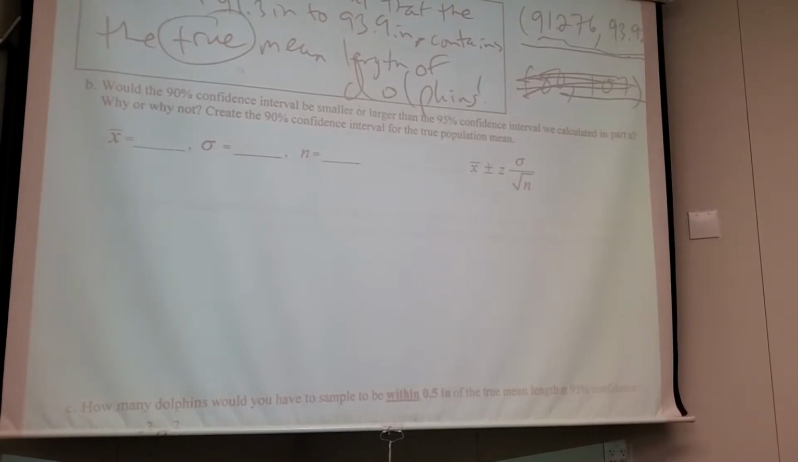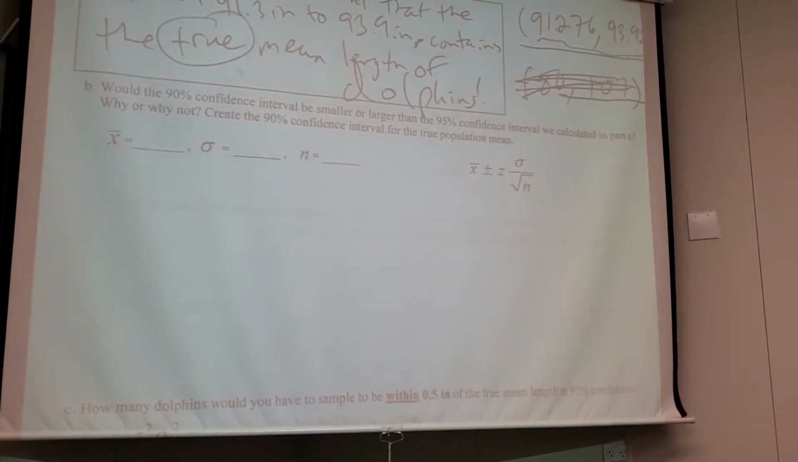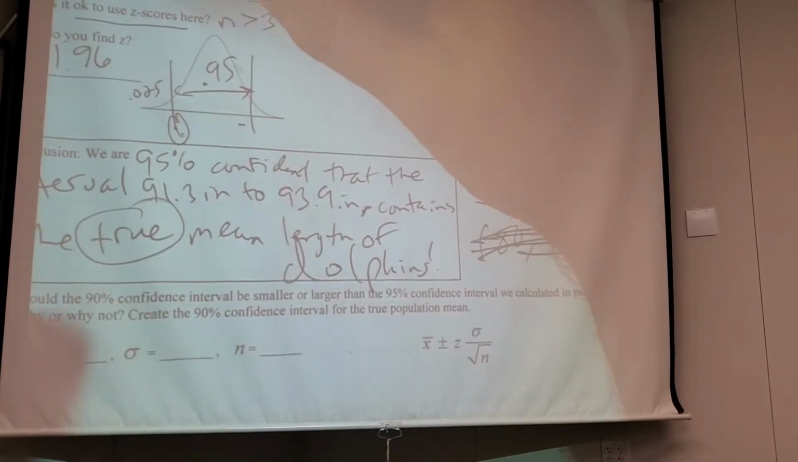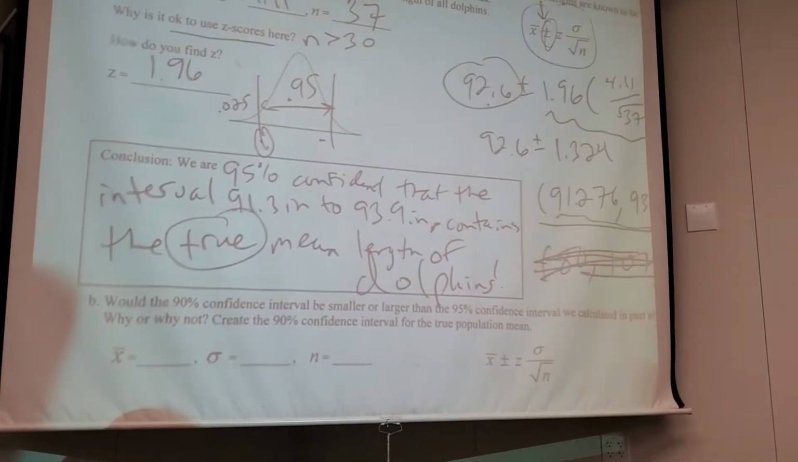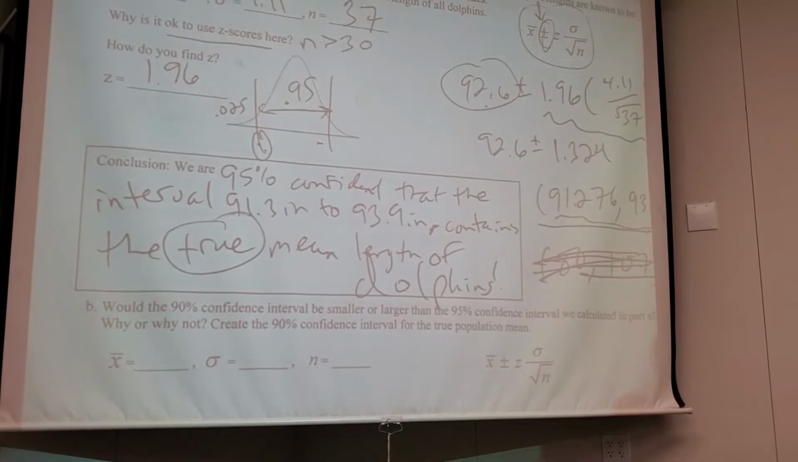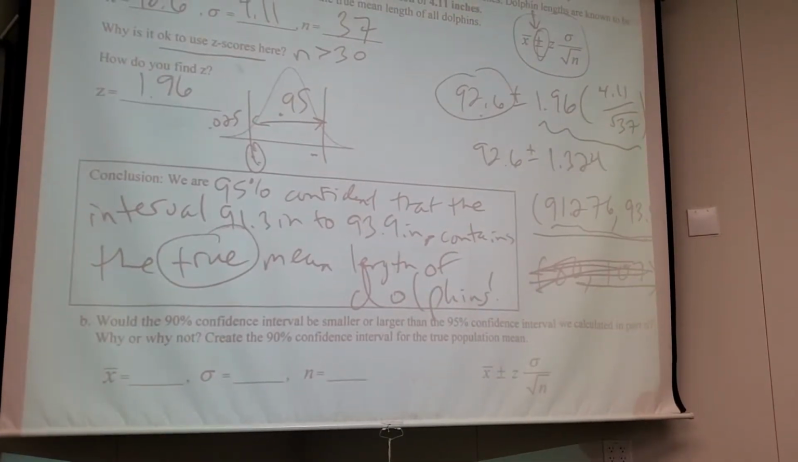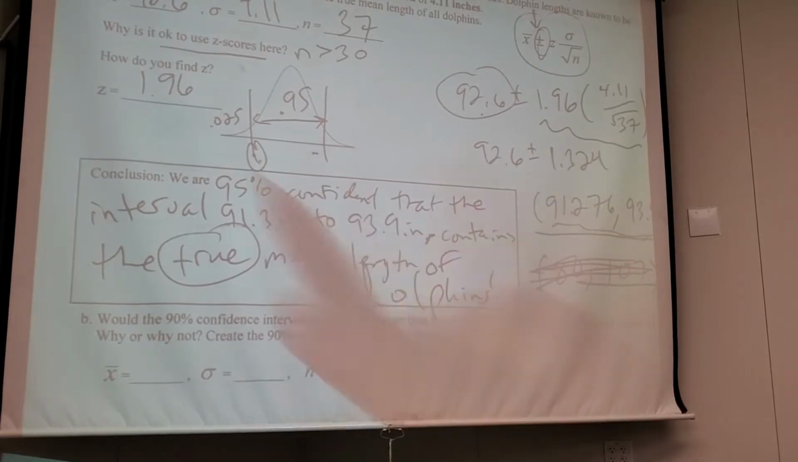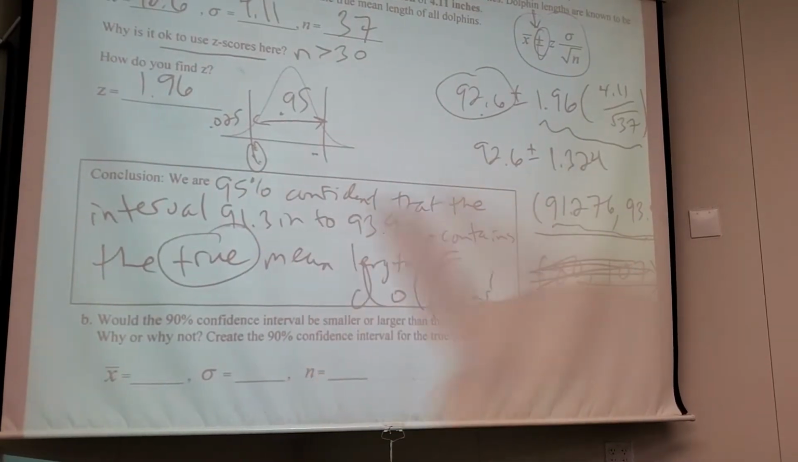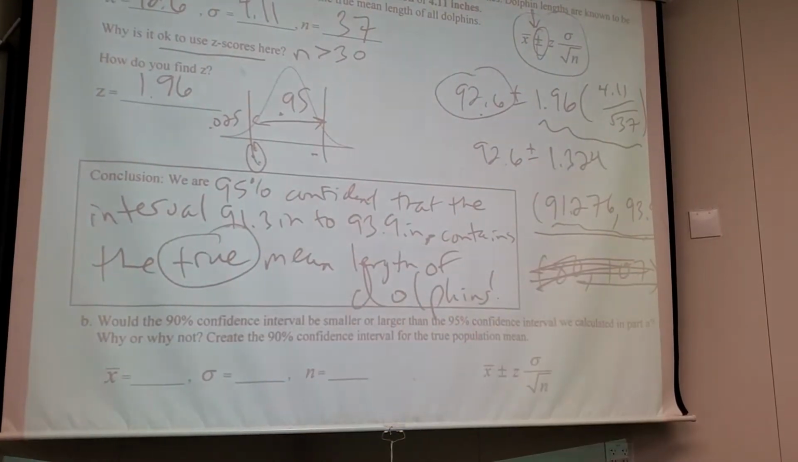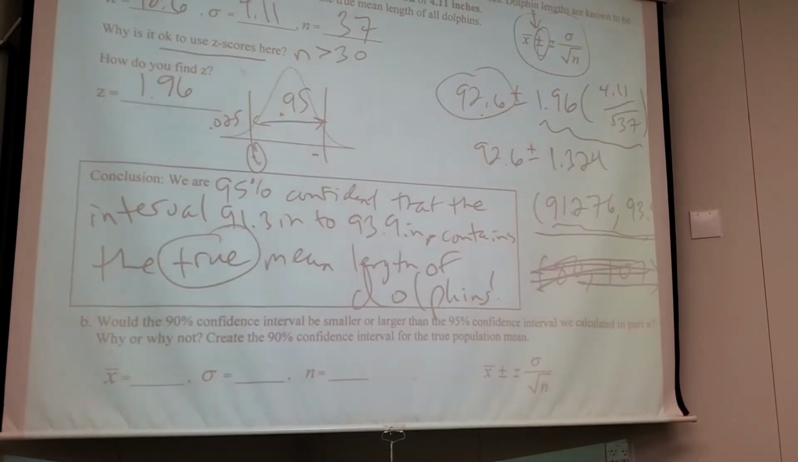Yes, I only have to catch 90% of the information now. I really want this to make sense. So when we do this, we caught 95% of all the average lengths of 37 dolphins. So that's why we are 95% confident that this interval we created catches a specific thing, the true mean.